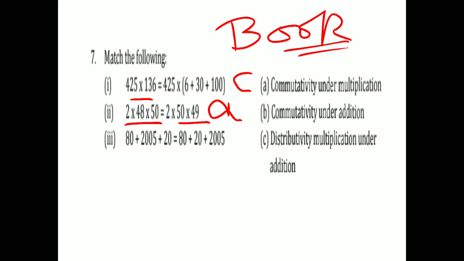Clear? Now last one, 80 plus 2005. Which property is it? Commutative under addition. Clear? So the answer will be C, A, B. Clear, students? So we have completed exercise 2.2.